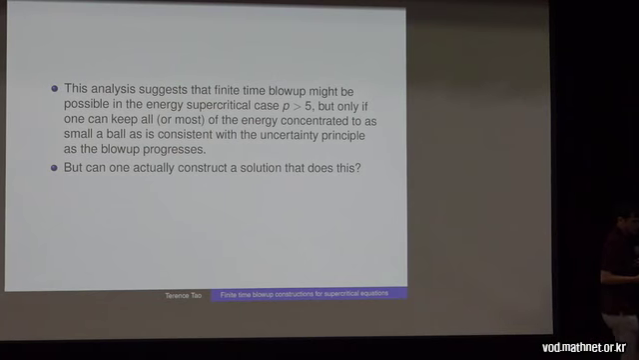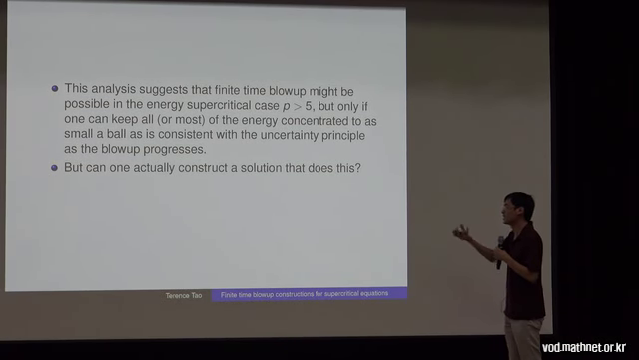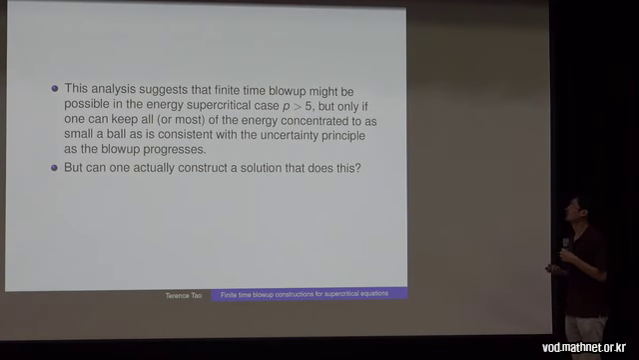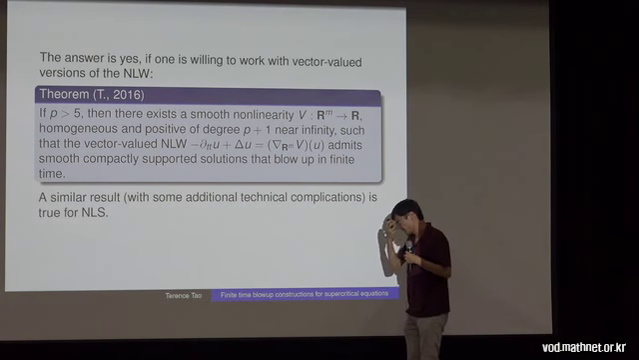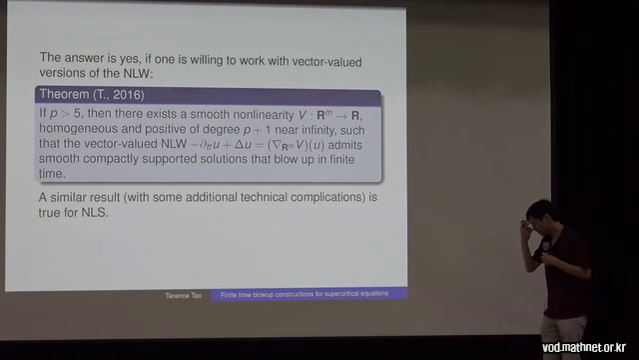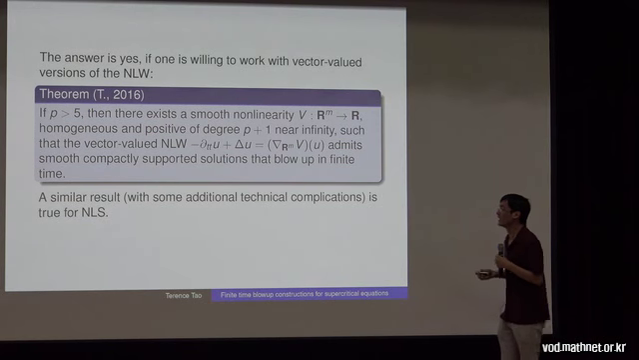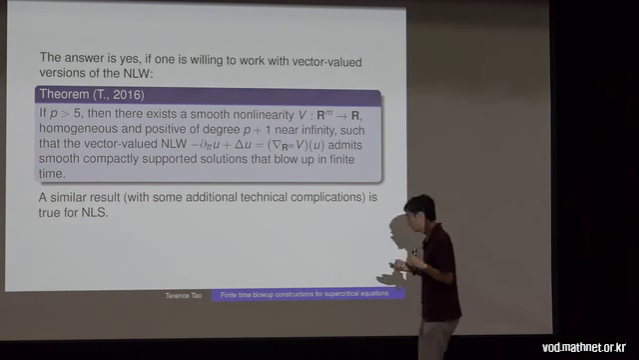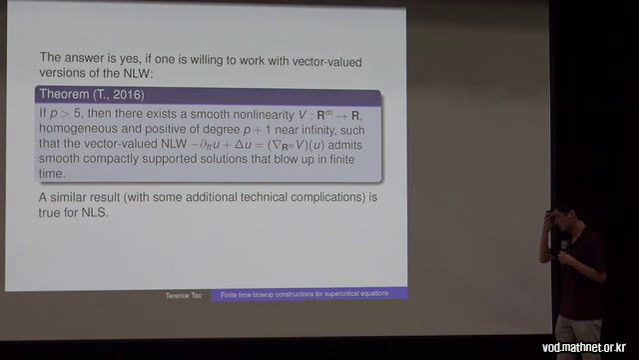But what we don't know is whether this actually happens. For p bigger than 5, in the supercritical regime, it is potentially possible to have blow-up. At least this scaling argument does not prohibit it. But we don't actually have a construction that does this. I started working on these sorts of questions in the last few years, and rather frustratingly, I can't say anything about the actual equations we care about, like this scalar nonlinear wave equation. But I can answer these questions if you allow a cheat.